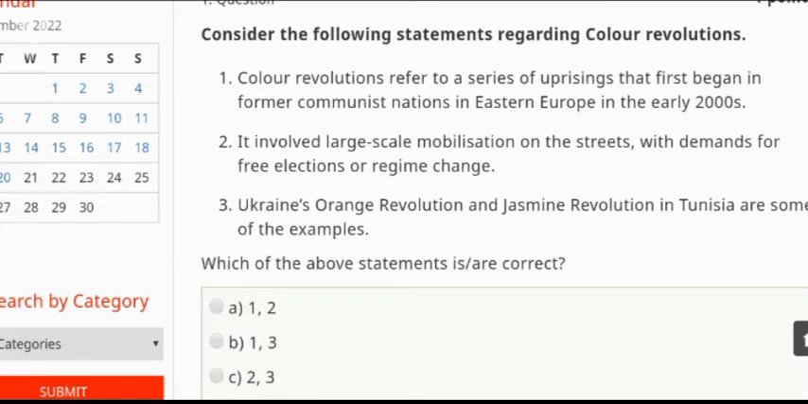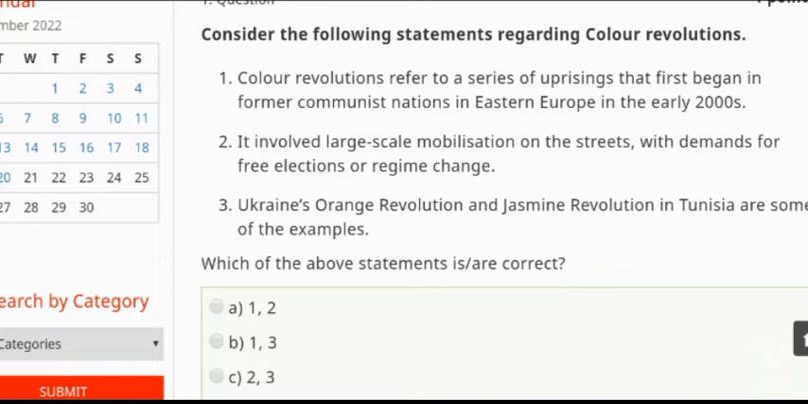So first is, consider the following statements regarding color revolutions. There are only a few questions that you can test this way. Other questions are based on your knowledge, so you have to learn something as well. The first question is regarding color revolution. The first option is, color revolution refers to a series of uprisings that first began in former communist nations in Eastern Europe in the early 2000s.